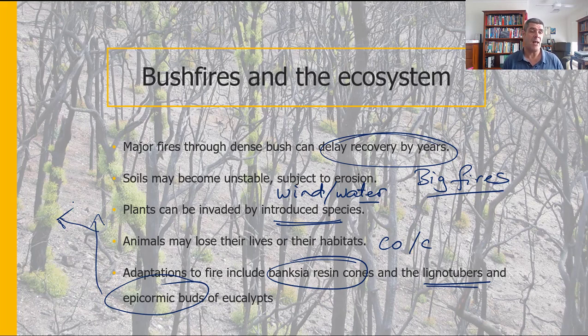Lignotubers tend to be down at the base of the tree, from the root system, and sometimes you can see little twigs and new stems starting to emerge around the base of the tree, and that's the result of lignotubers. So again, these are adaptations. These are specific things that we see that are responses of the Australian native plants to this constant threat of fire moving through, and it allows the plants to recolonize an area more quickly as a result of a fire coming through.